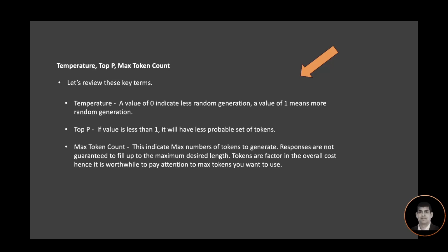Temperature, top P, and max token count are some of the common parameters used by most LLMs. A temperature value of 0 indicates less random generation. A value of 1 means more random generation. Top P, if the value is less than 1, will use a less probable set of tokens. And max token count indicates the maximum number of tokens to generate. Responses are not guaranteed to fill up the maximum desired length. Tokens are factored into the overall cost, hence it's worthwhile to pay attention to the max tokens you want to use for your specific business use case.